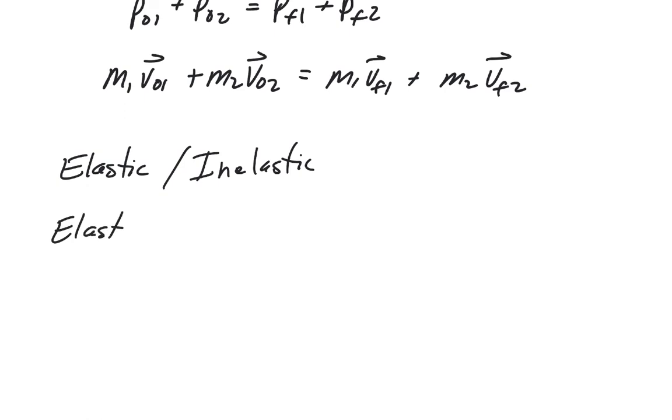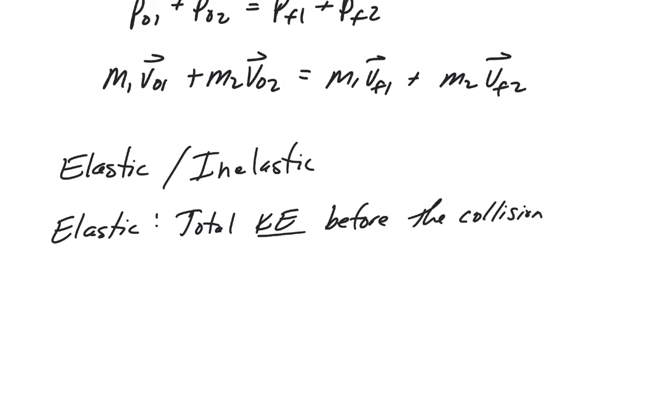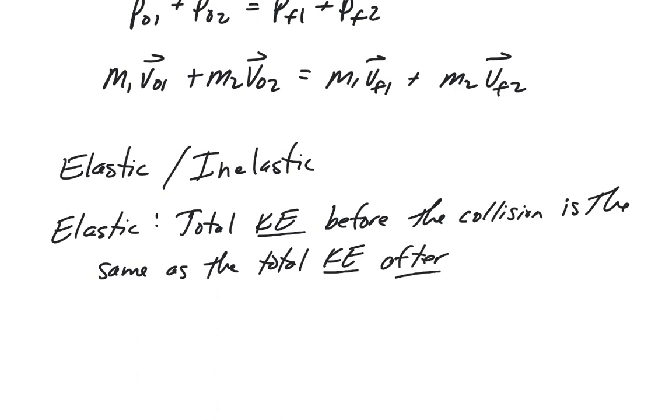In an elastic collision, we're going to say that the total kinetic energy, and very specific here, the total kinetic energy before the collision is the same as the total kinetic energy after the collision. We don't say that it's conserved because during the collision, the kinetic energy is actually changing, okay? So the total kinetic energy before the collision is the same as the total kinetic energy after.